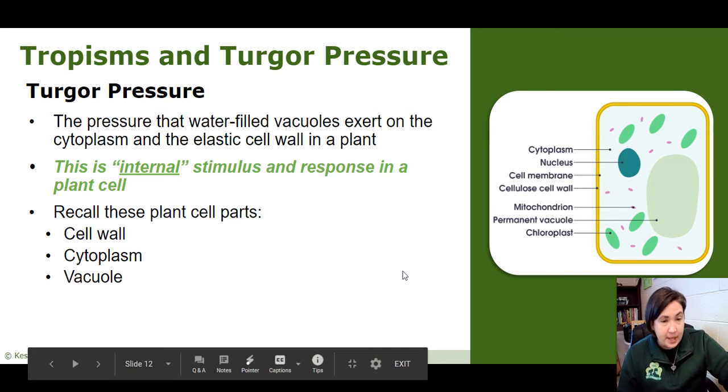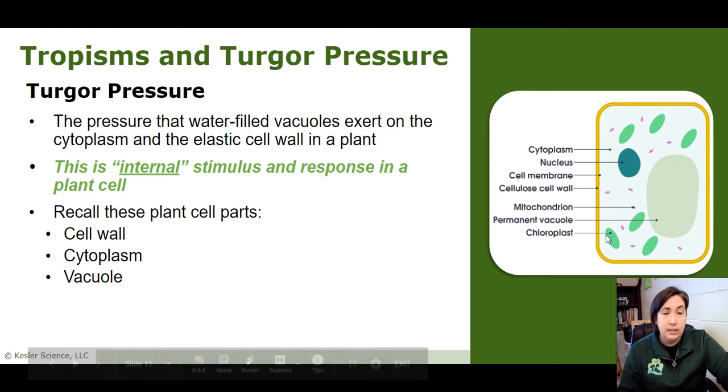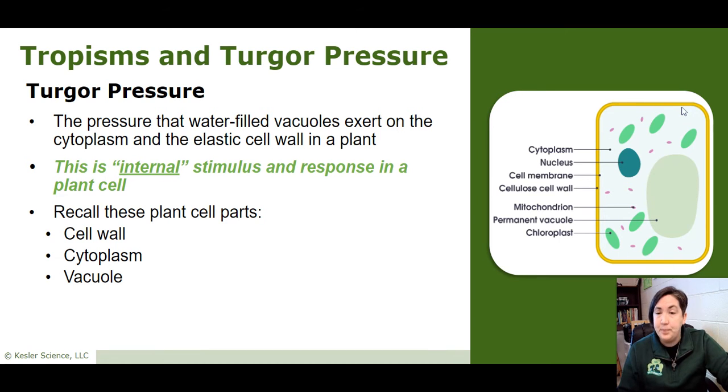So let's think about the cell parts that we know. We really want to think about the cell wall around the outside of the plant cell. Cytoplasm, that's the jelly stuff that fills the inside of my cell. And then vacuole, that's our big storage area inside a plant cell. And they're much bigger in a plant cell than they are in an animal cell.